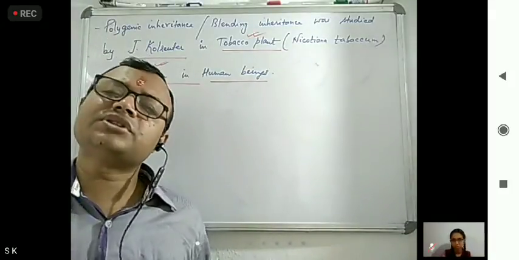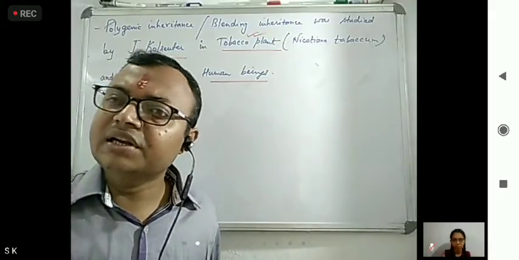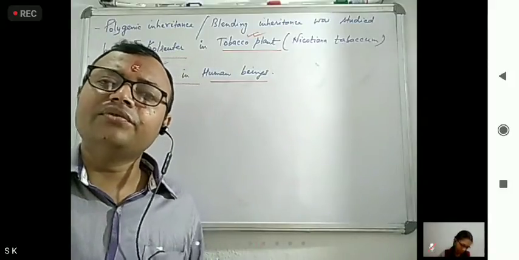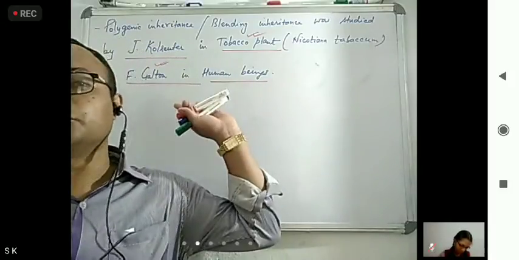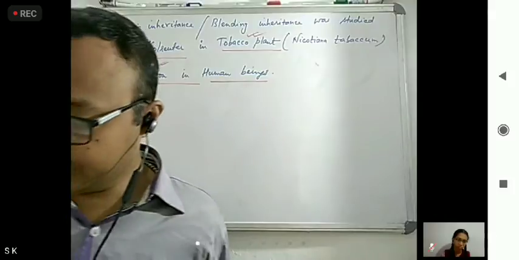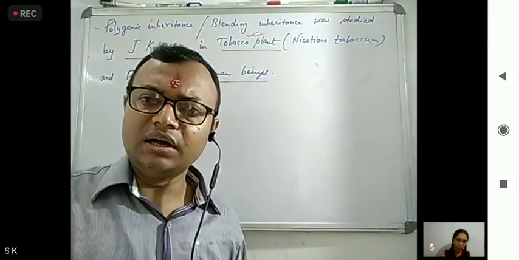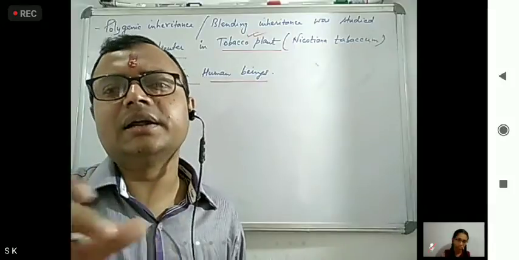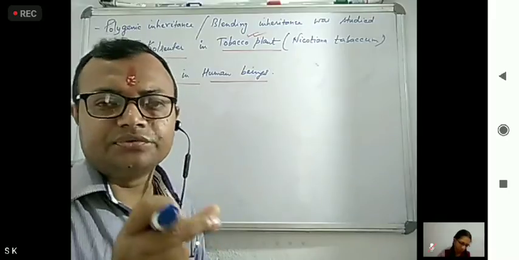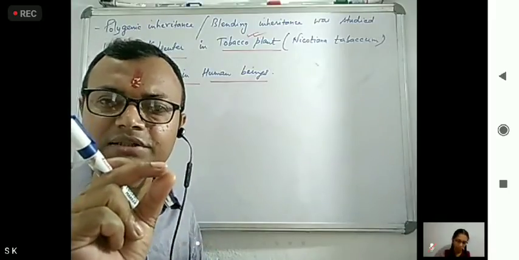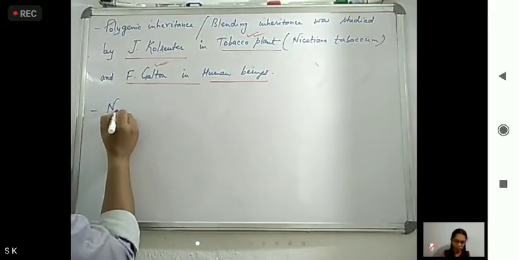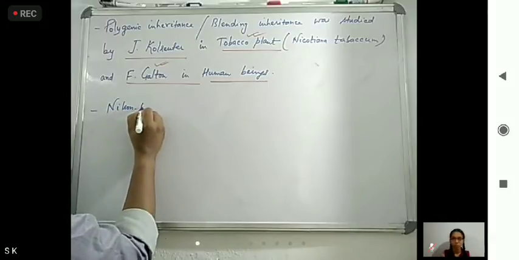Now, one more scientist was there. That name is Nilsson-Ehle. He gave experimental proof for polygenic inheritance in kernel color in wheat plant. Now, kernel means the inner part of the wheat, the inner seed.